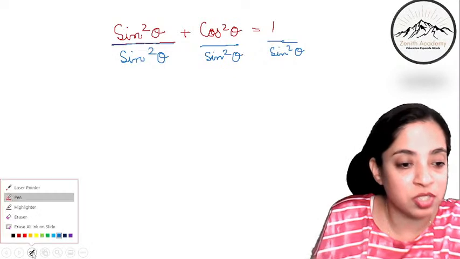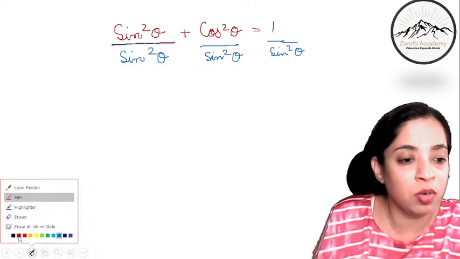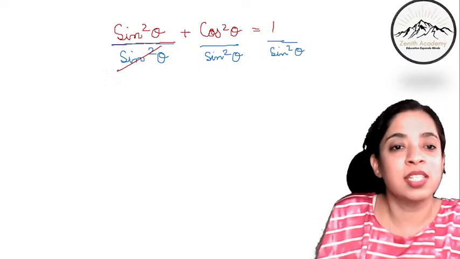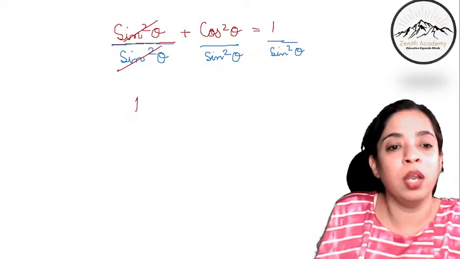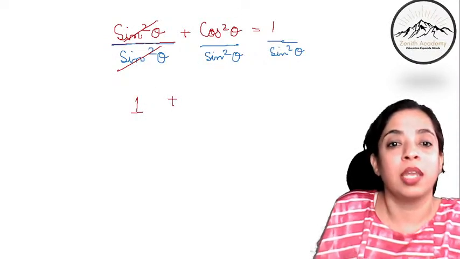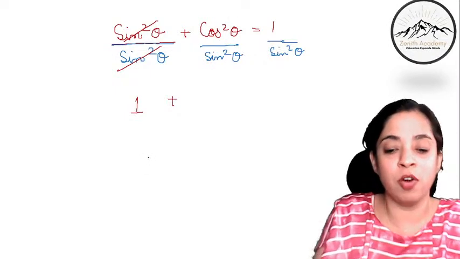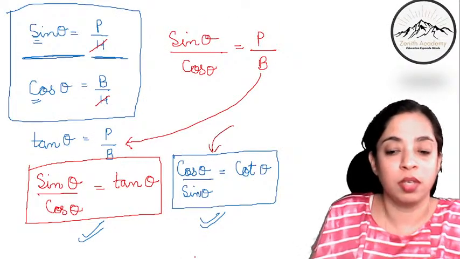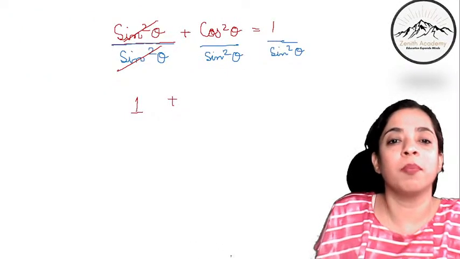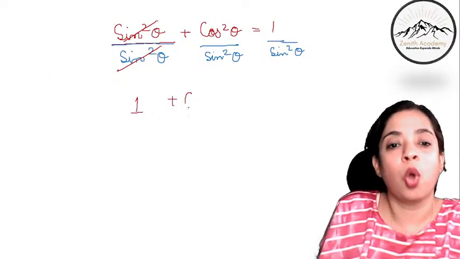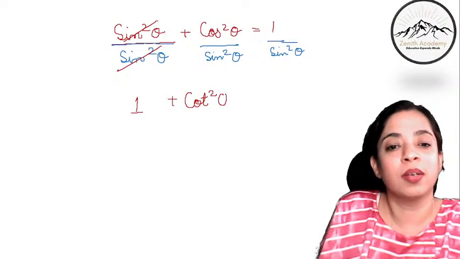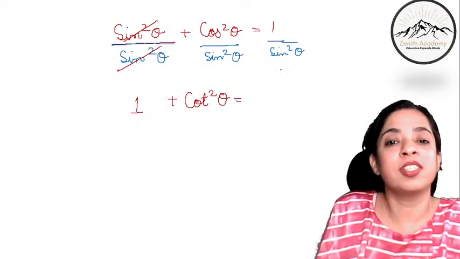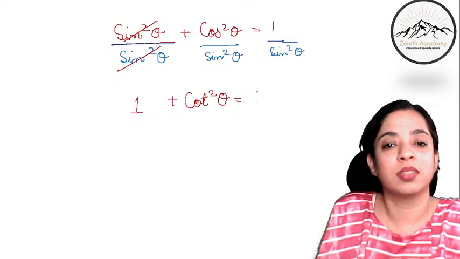Just let me change the color. What do you get now? This and this get cancelled. You get 1 plus cos by sine, which we just did. What was cos by sine? It was cot. So cos square by sine square will be cot square theta. Correct? And what is the reciprocal of sine?